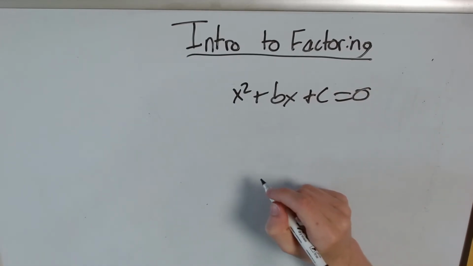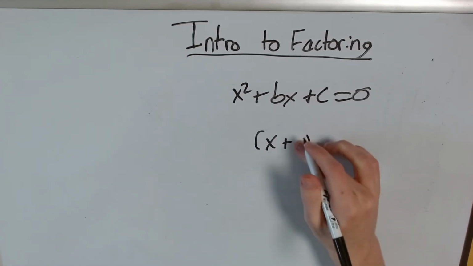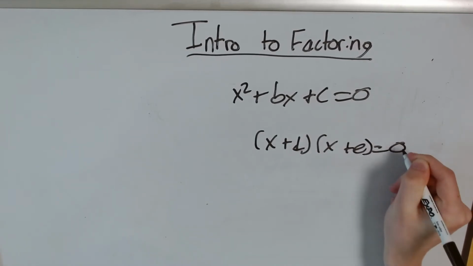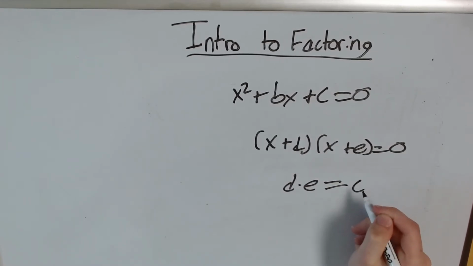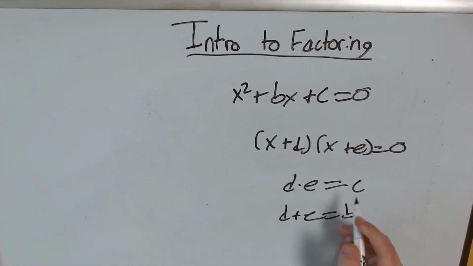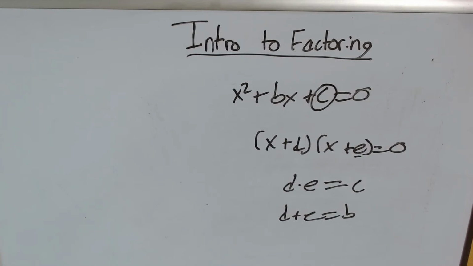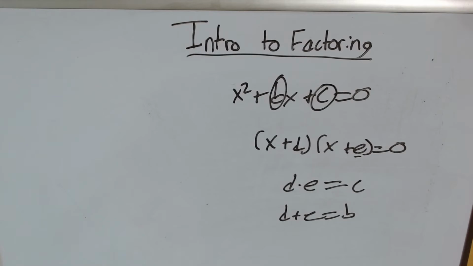Well, I'm going to call them d and e just to avoid repetition. This is factored form. Well, I know that d times e has to equal c, and d plus e has to equal b. So basically, my two numbers that I'm adding to x in my factored form have to multiply to be my number, and have to add to be the coefficient next to my x. Right?